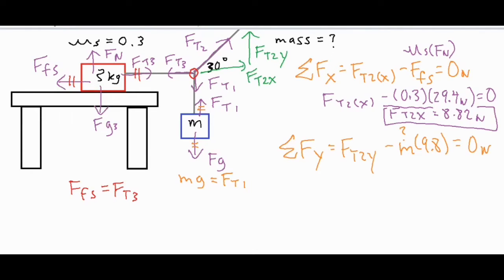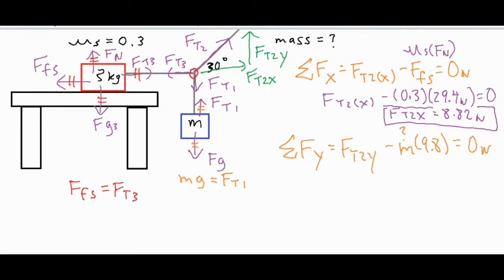All right, so where we're at right now is we have the FT2x of 8.82 newtons. The force of static friction is the coefficient of static friction, which is 0.3 given to us, times the normal force of that 3 kilogram block. We know that the normal force over here is going to be the same as this FG3 because those are the only vertical forces, and there is no movement in the vertical direction or acceleration of any sort.